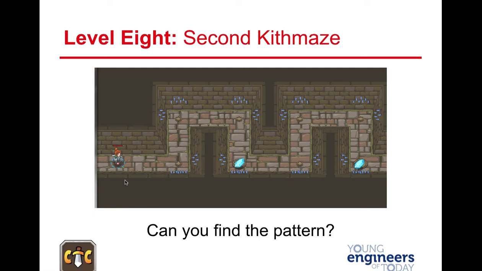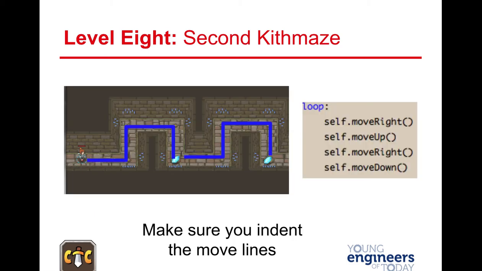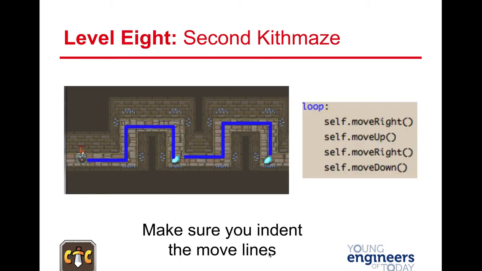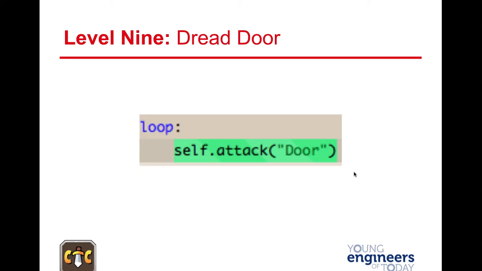In second Kith Maze, again, can you find the pattern? Well, this time it's right, up, right, down, and then it starts over. Right, up, right, down. Make sure you indent your lines. In Dread Door, it's super simple. Just know that instead of moving, doing move within the loop, you're going to be attacking, and your string this time is door.